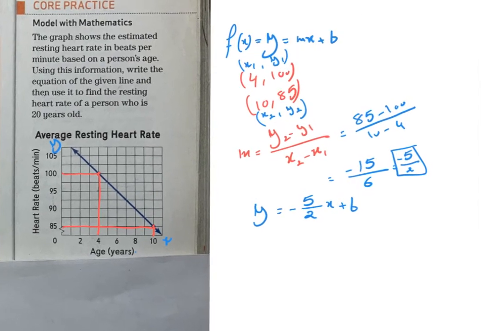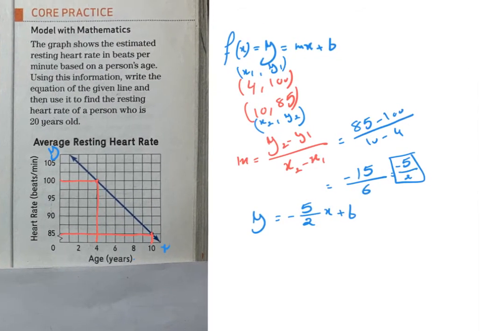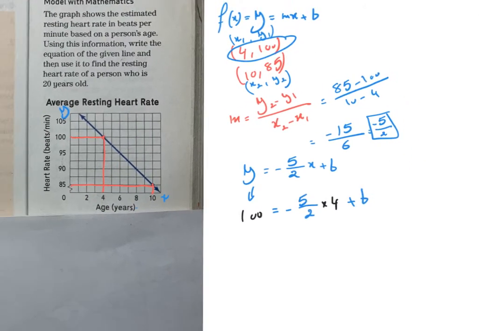To find b, we can choose any point we want. We have 2 points: (4, 100) and (10, 85). Let's choose the (4, 100) point right here. So we're going to substitute y by 100 and x by 4, times 4 plus b. We're doing this to find the y-intercept, which is b.